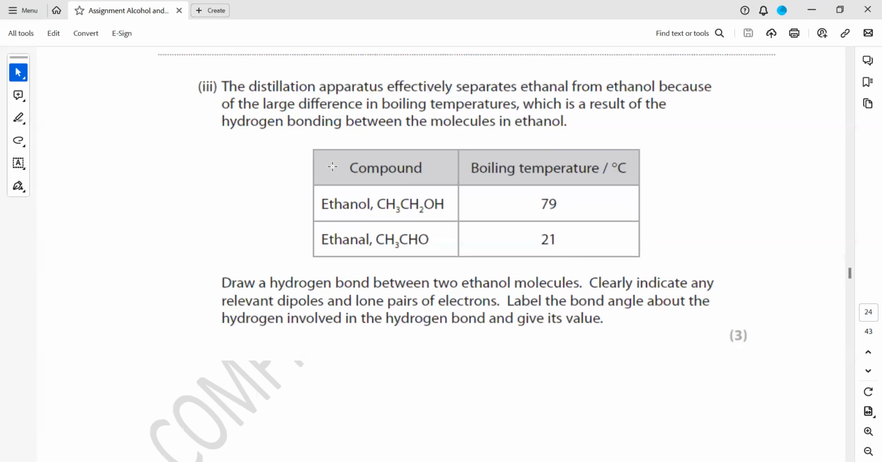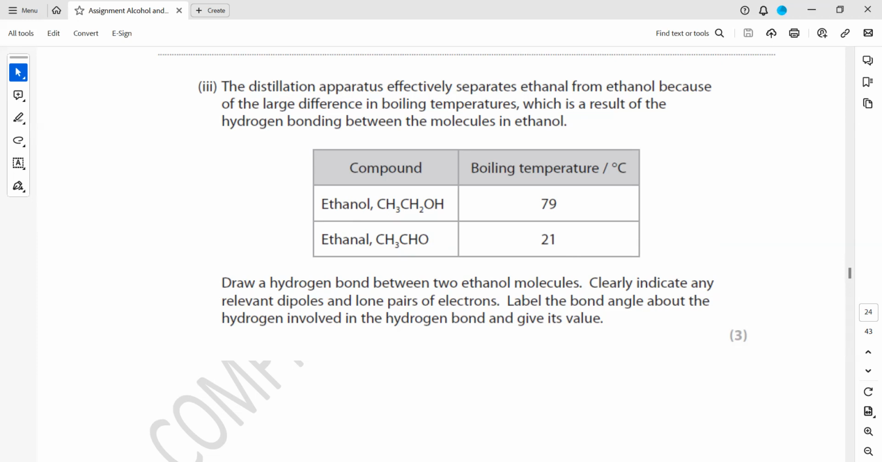The distillation apparatus effectively separates the ethanal from ethanol because of a large difference in the boiling point, which is a result of the hydrogen bond between the molecules of ethanol. Draw a hydrogen bond between two molecules of ethanol, clearly indicating any relevant dipoles and the lone pairs of electrons, label the bond angle of the hydrogen involved in the hydrogen bond and give its value. Remember, whenever there is a hydrogen bond, the bond angle is always 180 degrees. That's because it is linear, so it is always 180.